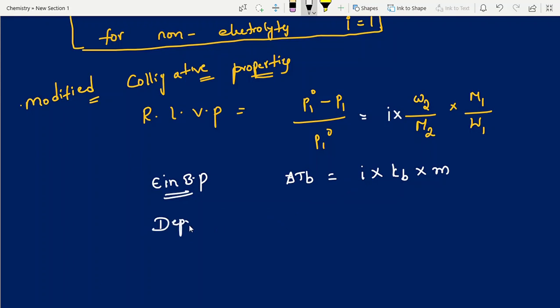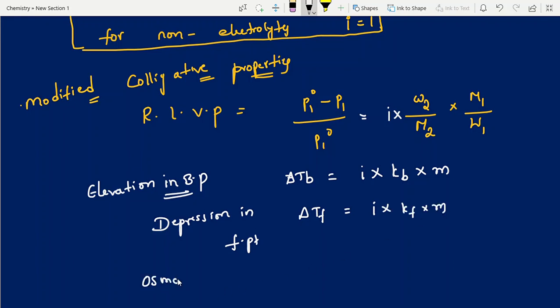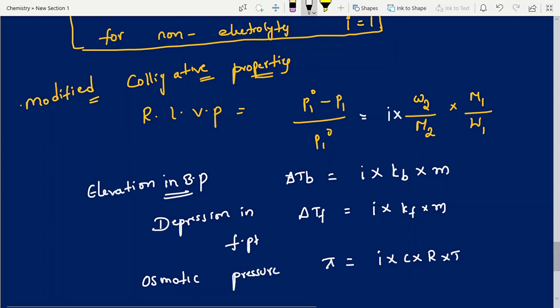Next, depression in freezing point. Better to write full form. Elevation in boiling point. Depression in freezing point: delta Tf equal to i into Kf into m. Then last one, the osmotic pressure: pi equal to i C R T. That's it, we added i. Clear, students? Now based on this we can work out some numericals.